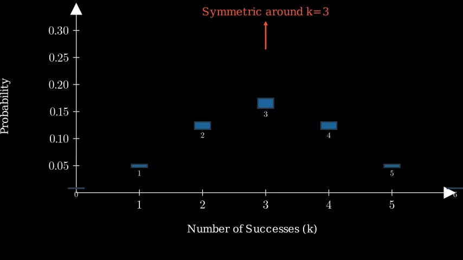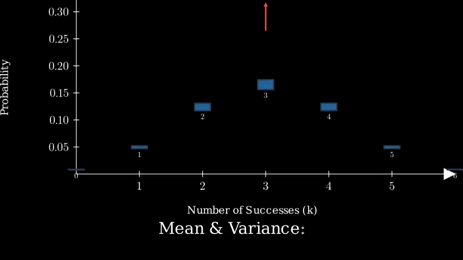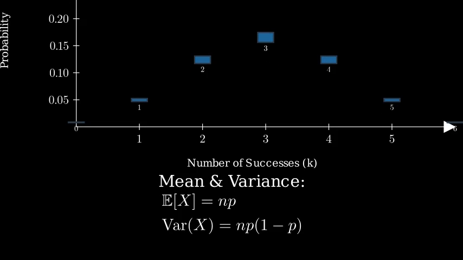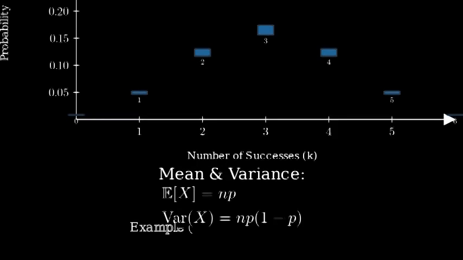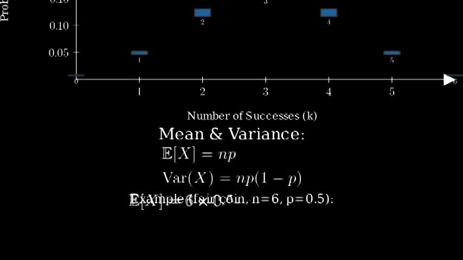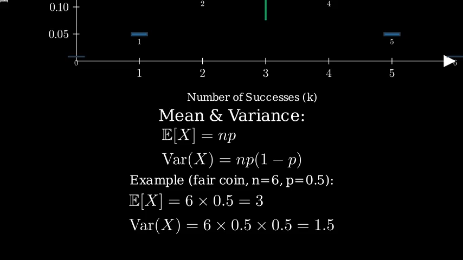Now, let's talk about the mean and variance of the binomial distribution. The mean or expected value of X is simply n times p. The variance of X is given by n times p times 1 minus p. For our example of tossing a fair coin 6 times, the mean is 6 times 0.5, which equals 3. The variance is 6 times 0.5 times 0.5, which equals 1.5.